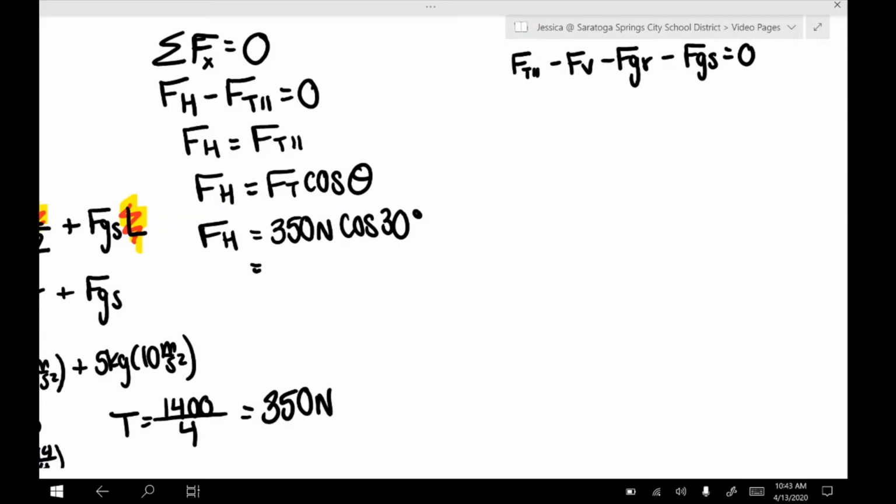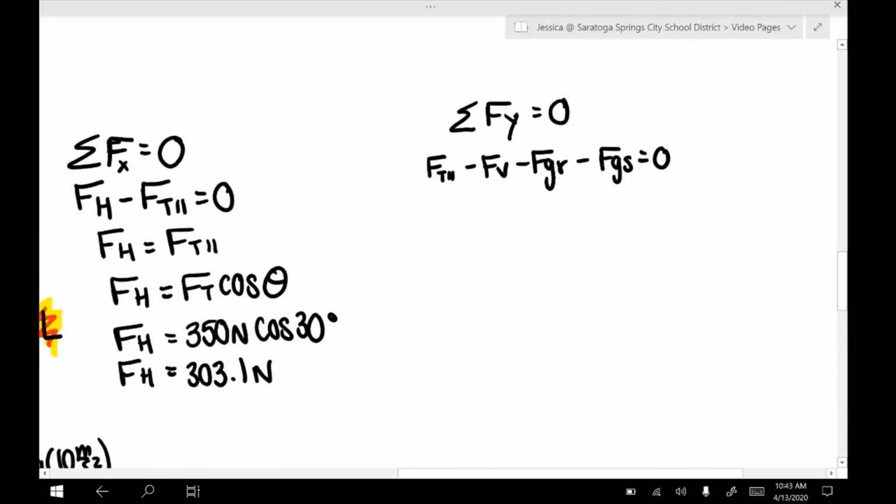Where's my calculator? All right, so we got 350 times the cosine of 30, making sure I'm in degrees, and I am. So horizontal force is 303.1 newtons. Okay, so the wall is pushing out with 303.1 newtons. Now let's go ahead and figure out the vertical force, FV.